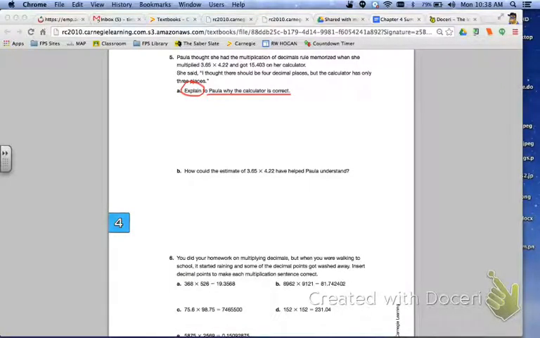So let's go ahead and take a look at letter A. Explain to Paula why the calculator is indeed correct. I'll give you a couple minutes to do that with your group.